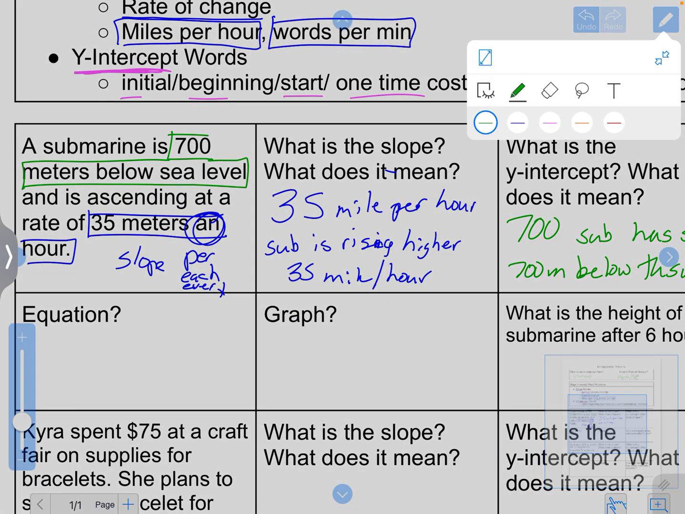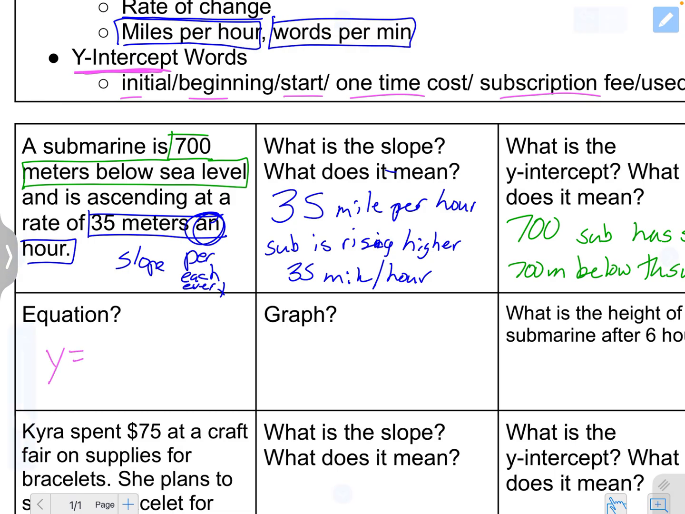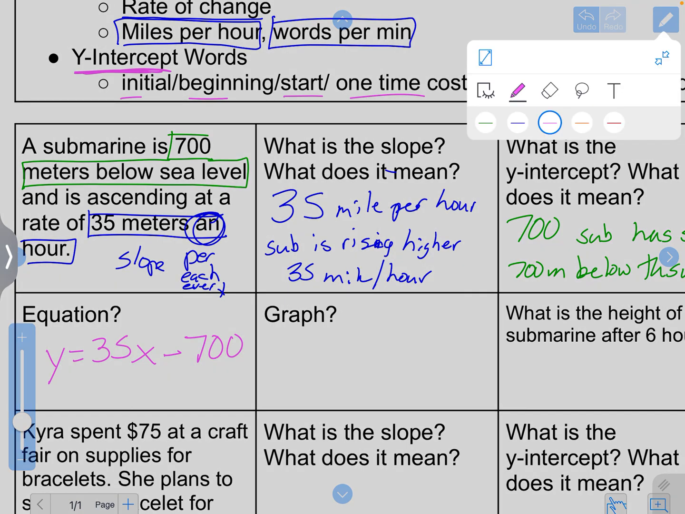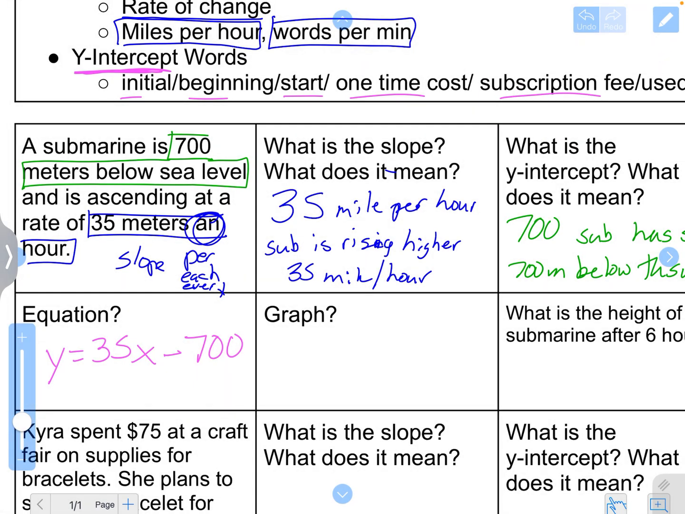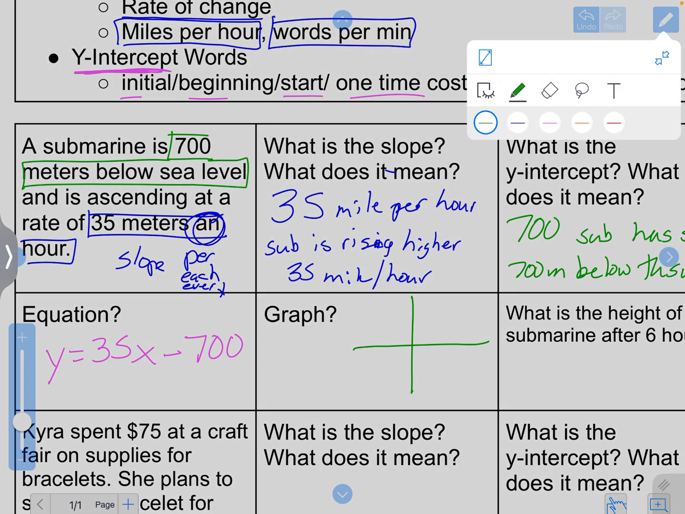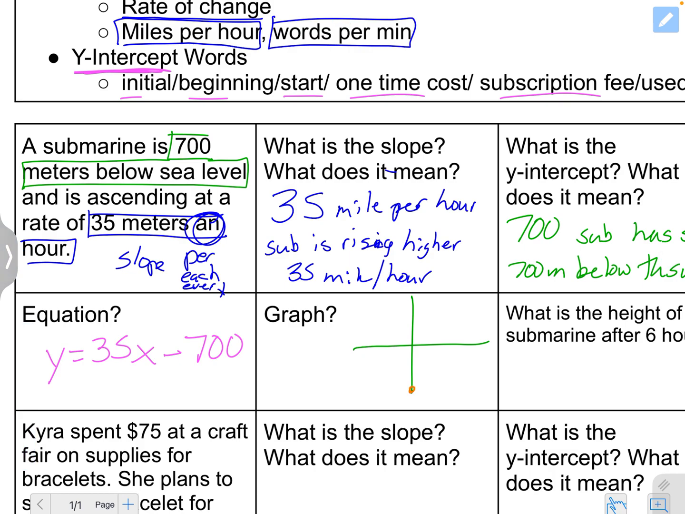If we were to write this as an equation, it would be y equals 35x. Because it's below sea level, it's going to be minus 700, because it's below and they're trying to get to sea level. If we were to graph this, our y-intercept would be all the way down here at negative 700, and it would slowly be rising as the sub is trying to get to the surface.